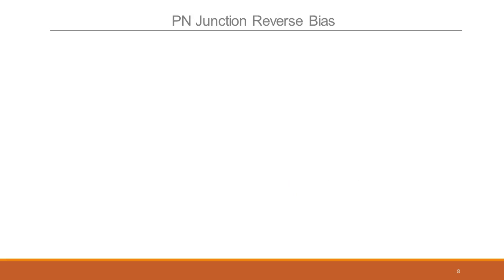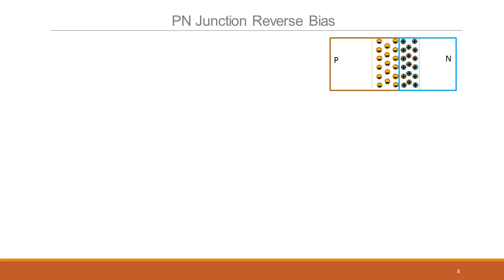Having seen that under forward bias, the current is very sensitive, with an exponential dependence on the applied voltage, let's see what happens under reverse bias. Same PN junction, right? We have the P, the N, and the depletion region. You go ahead and apply reverse bias. Reverse bias means the N is taken up more than the P.